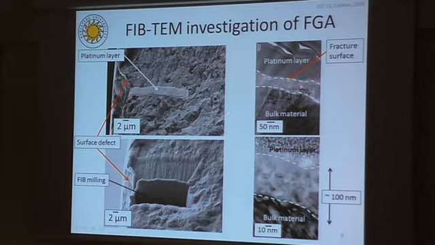Here on the right hand side, we can see the presence of a fine grained layer between the deposited platinum layer and the bulk material. The structure of this fine grained layer is very much different from both the platinum layer and the bulk material.